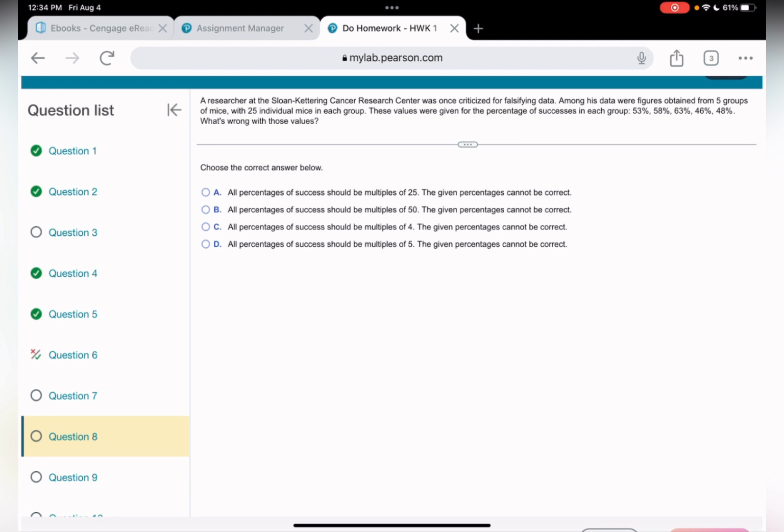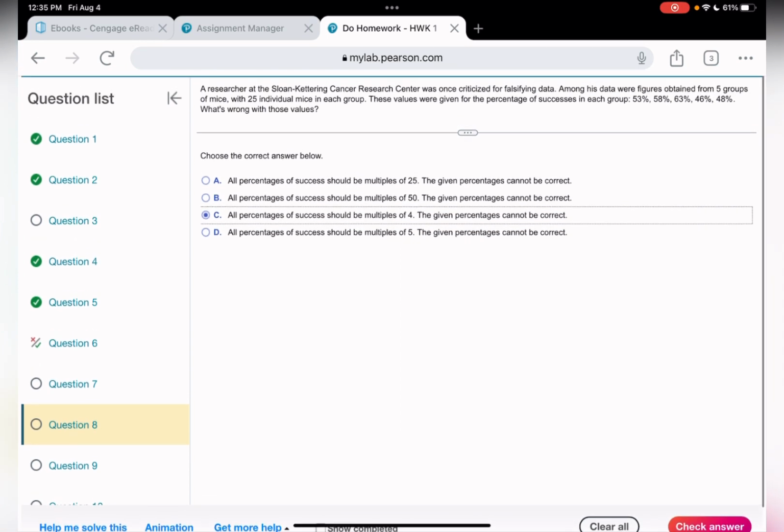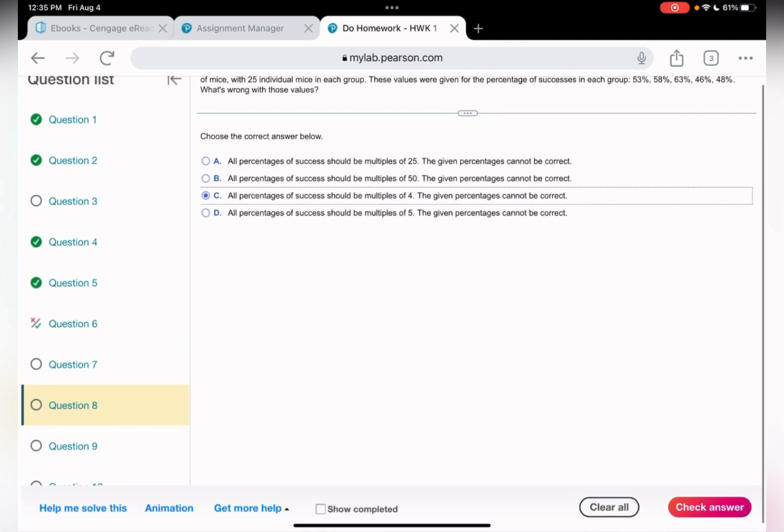Okay, so we take our 100%, because we want to find out in the form of percentage, and divide by 25. 25 is the individual mice in each group. So in each group, that gives you 53, 58. This is all for confusion. They threw in more information than you need. So 100% divided by 25 is going to be 4, which means all percentages of success should be multiples of 4. The given percentages cannot be correct. Okay.